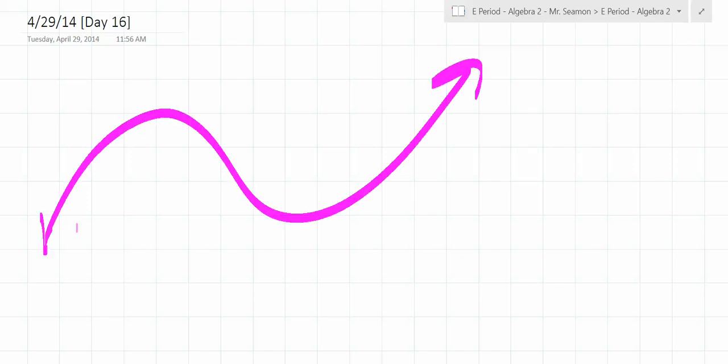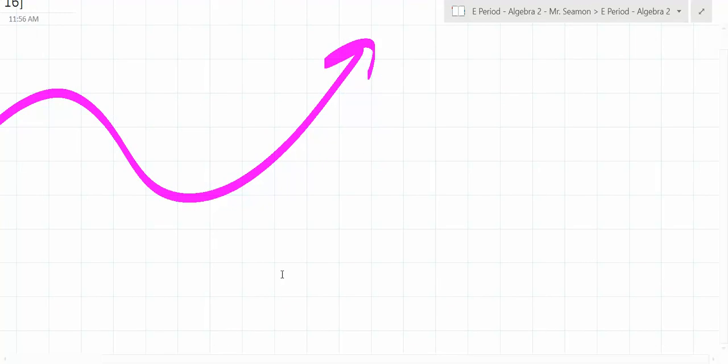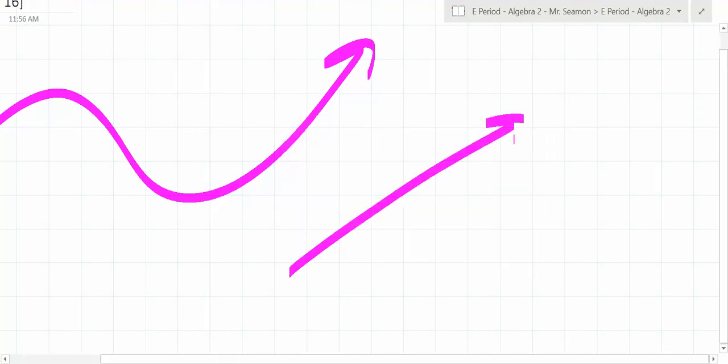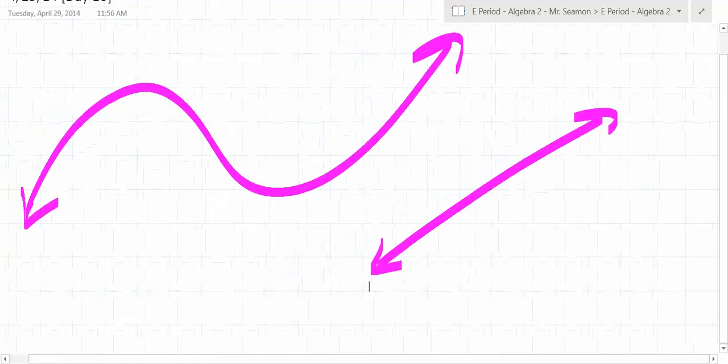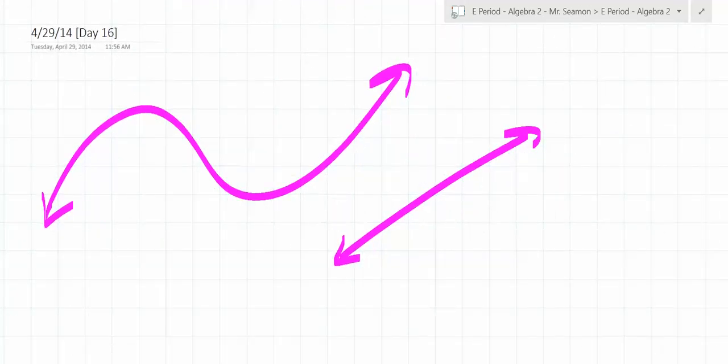We've looked at things that look like that, like this. Oh, sorry. Like these. Both of these are examples of what? They're graphs of functions. They're both functions. Can someone tell me why these are both functions?